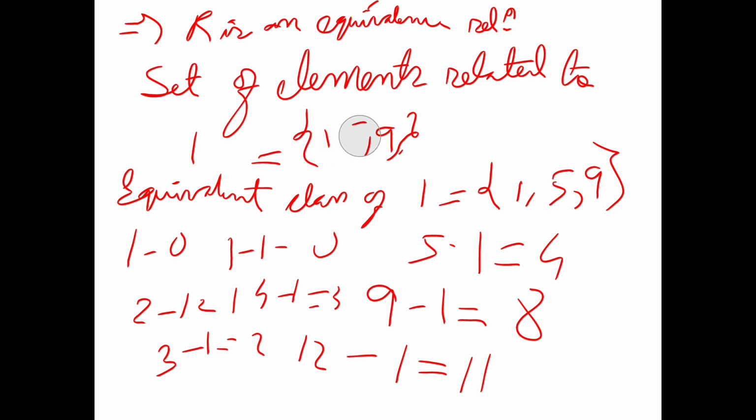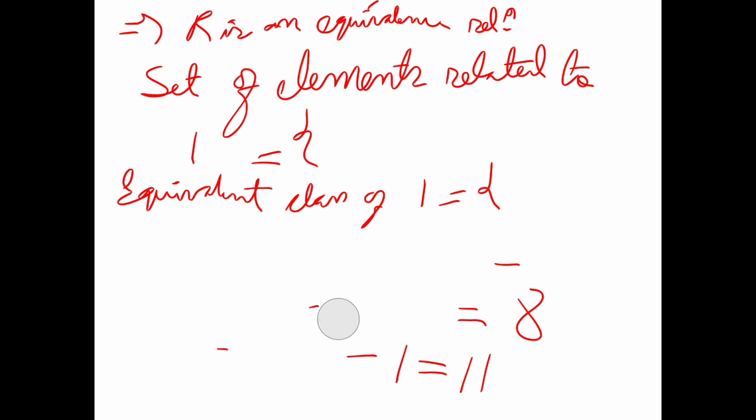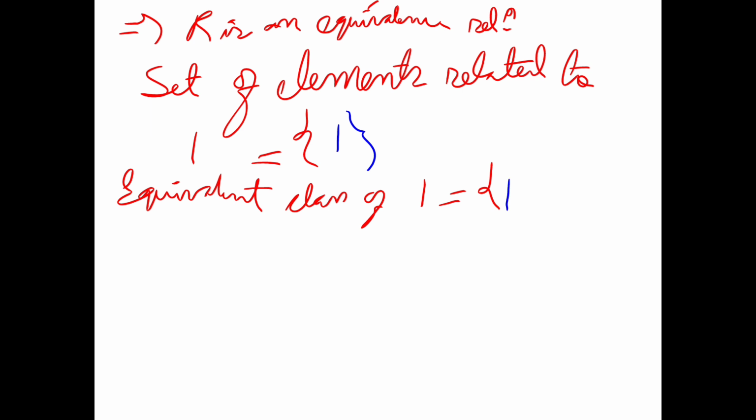Take the set A as the integers 0 to 12. The elements related to one, where the relationship is equality, are only one, so the set is {1}. This set of elements related to one is the equivalence class of one.